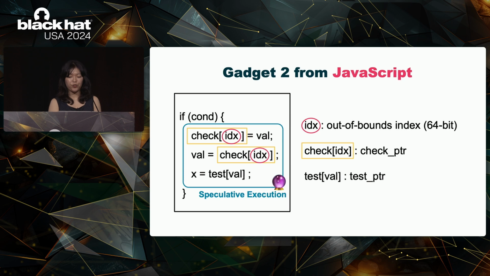Therefore, the gadget can trigger a store-to-load forwarding with the check pointer, and the forwarded value is used as an index of the test array. In this way, the test array becomes the test pointer, constructing our gadget number 2.